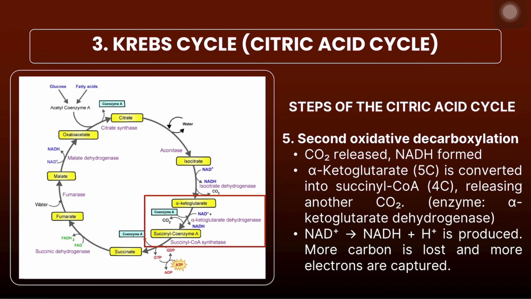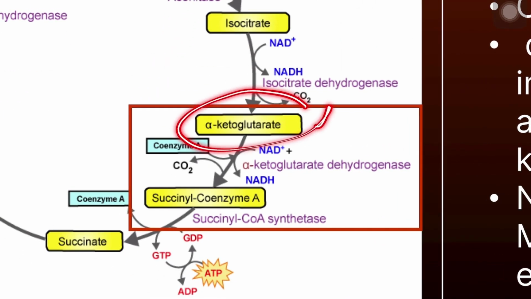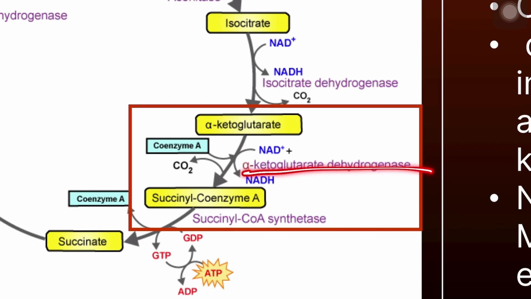So next, we will have the second oxidative decarboxylation. Here, the alpha-ketoglutarate will now be converted into succinyl coenzyme A. It is converted by the alpha-ketoglutarate dehydrogenase. Here, another carbon dioxide is released, and of course, more electrons are transferred to NAD+. And if that happens, it will be converted to another NADH.